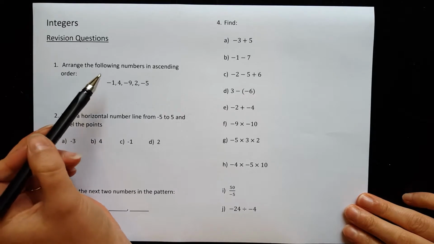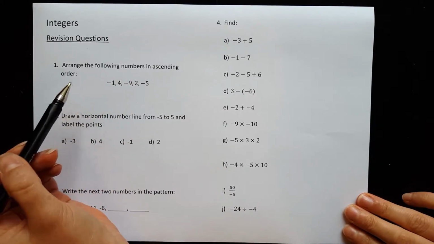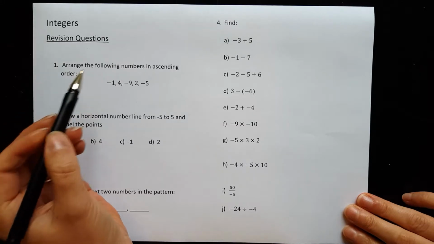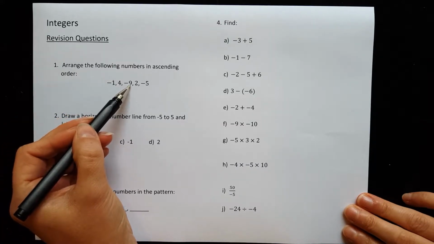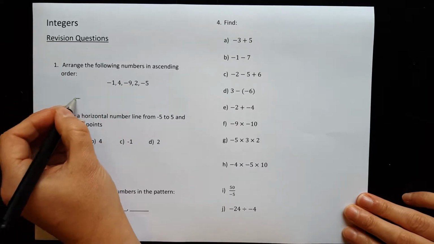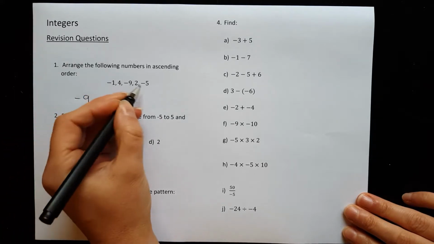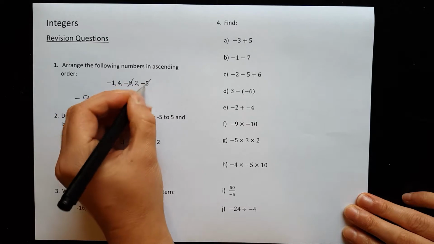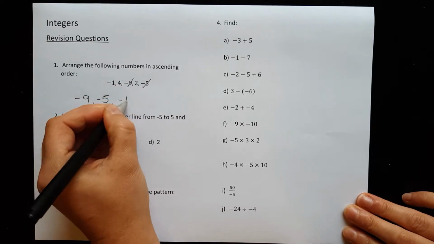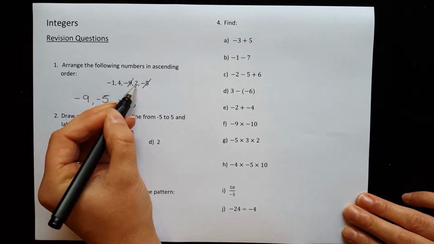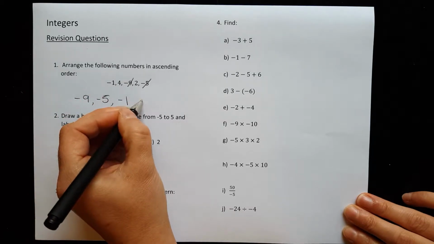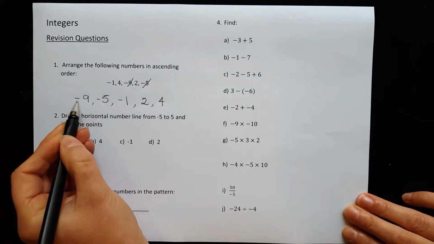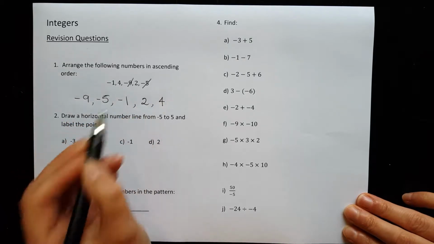Arrange the following numbers in ascending order. Remember, ascending means from smallest to largest. So smallest will be the most negative. So that will be -9. Then -5 will be the next one. And then -1. After we've done all the negative numbers, then we go into our positive numbers. 2 is smaller than 4, so 4 is the biggest. Smallest through to biggest is ascending.